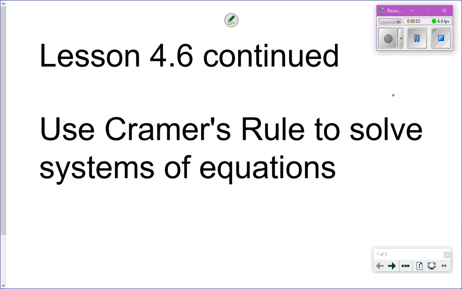This lesson 4.6 will finish out chapter 4. We are going to be talking about Cramer's rule. We're going to be using a lot of our previous knowledge about finding the determinants of matrices in this lesson.